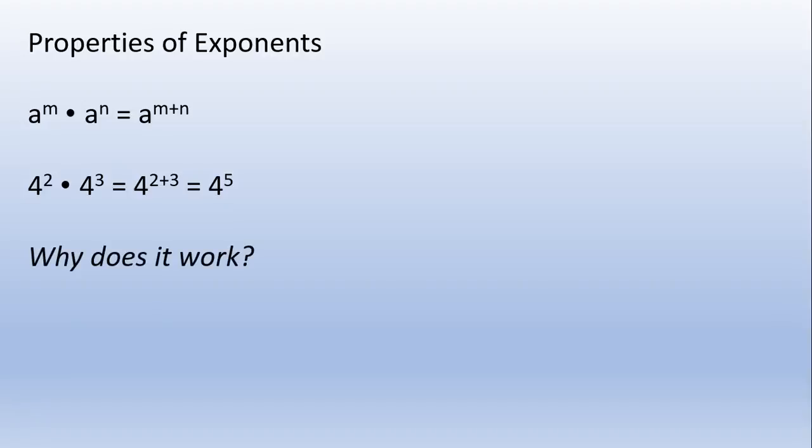Now, why does this work? Well, if we think about expanded form, 4 to the 2nd power means 4 times 4, and 4 to the 3rd power means 4 times 4 times 4, which means we're multiplying 5 factors of 4 together, and that would be 4 to the 5th. So when we add the exponents, we're really just counting up all of the factors that we're multiplying together.